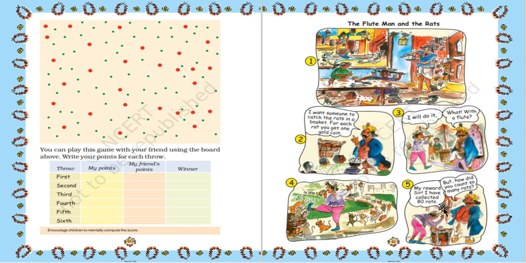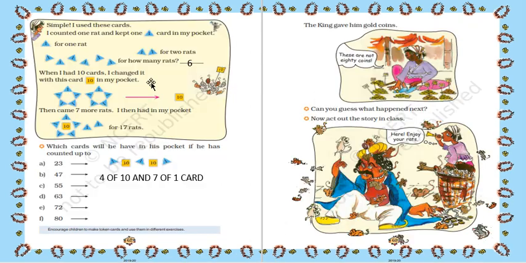Now my reward, sir, I have collected 80 rats. But how did you count so many rats? The king asked the question, how did you count all the rats? Simple, I use these cards. I count one rat and keep one triangular card in my pocket. One for one rat, two for two rats, and in this way six for six rats. And when I have 10 cards, I change them with this yellow card with 10 written on it in my pocket. And in this way, he has counted out the 80 rats.